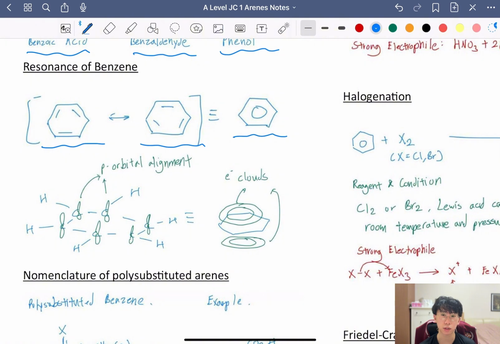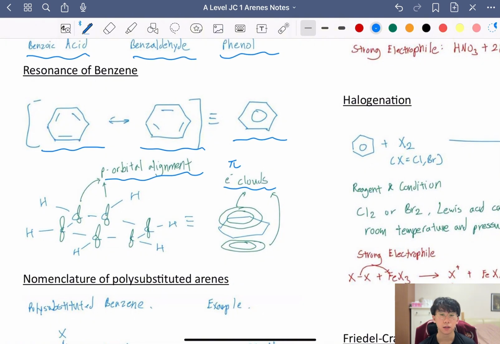This circle denotes the pi electron cloud. That is the common electron cloud that is shared because of this overlap of your p orbitals, as shown over here. Because of the p orbital alignment, your electrons within each of these p orbitals are able to be shared across one another, and therefore you usually get this pi electron cloud. This pi electron cloud is really important for arenes because it forms the fundamental basis for the reactions of the benzene ring itself.